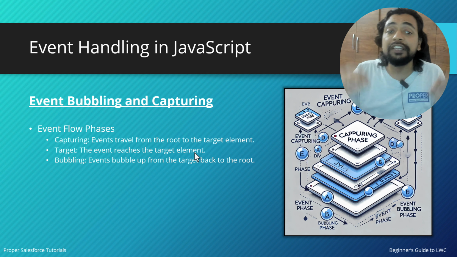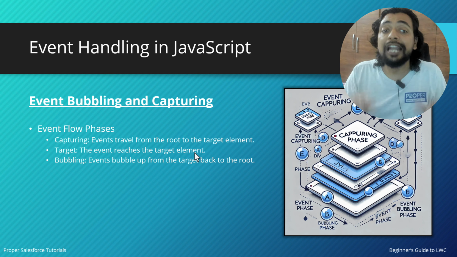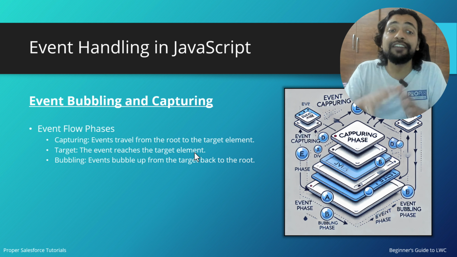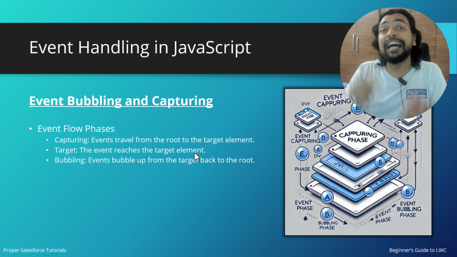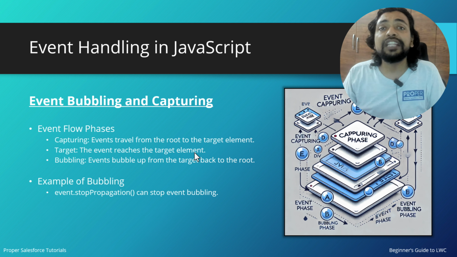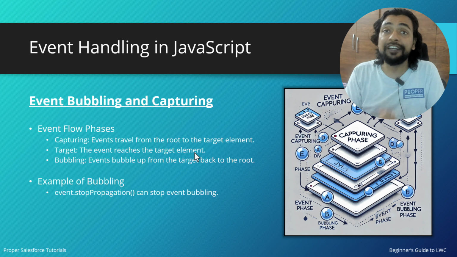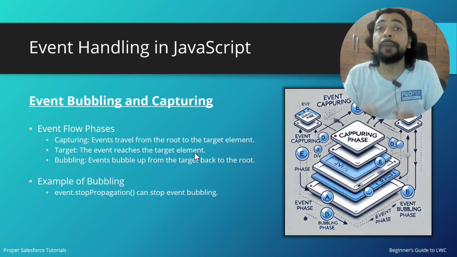Target is actually where the event occurred. And in the bubbling phase, events bubble up from the target back to the root. Now there is an example of bubbling, and we can stop that event bubbling by using event.stopPropagation.